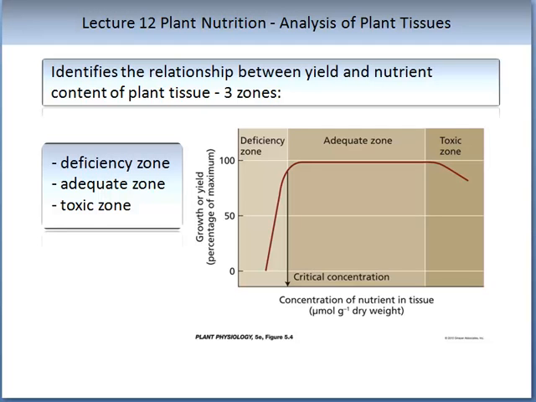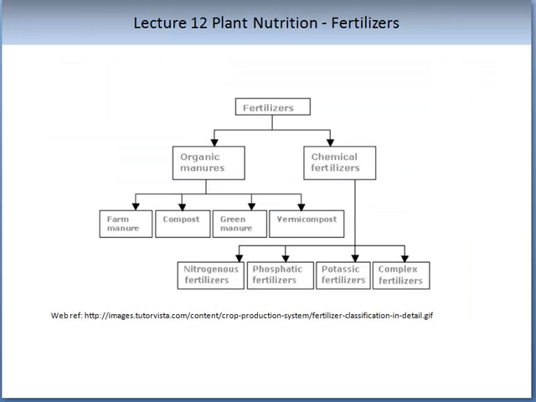It is important to have an understanding of not only the deficiency zone, adequate zone and toxic zone, but also to understand the economic components. If you put too many nutrients on and you're in the adequate zone, then you could be wasting nutrients. If you don't put enough nutrients on, you're wasting your economic potential by reducing your yield. So understanding these relationships is important.